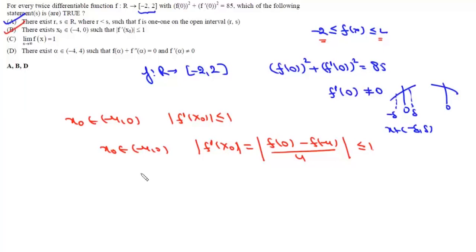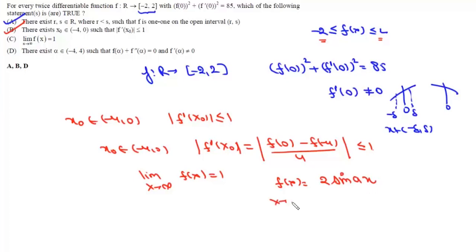Now this third one, it is limit x tends to infinity f(x) equal to 1. This may not always be true. So we have this bounded function. If we can choose this bounded function f(x) as something like 2 sin(ax), then it will satisfy all these conditions.